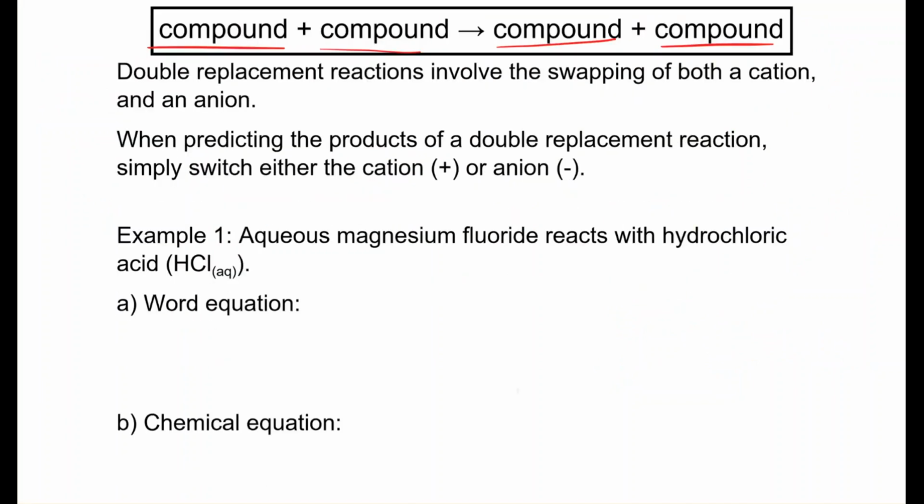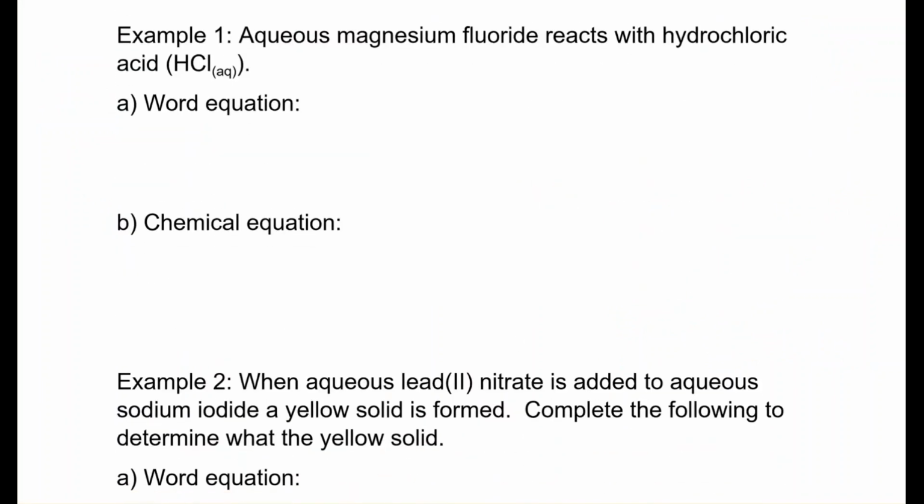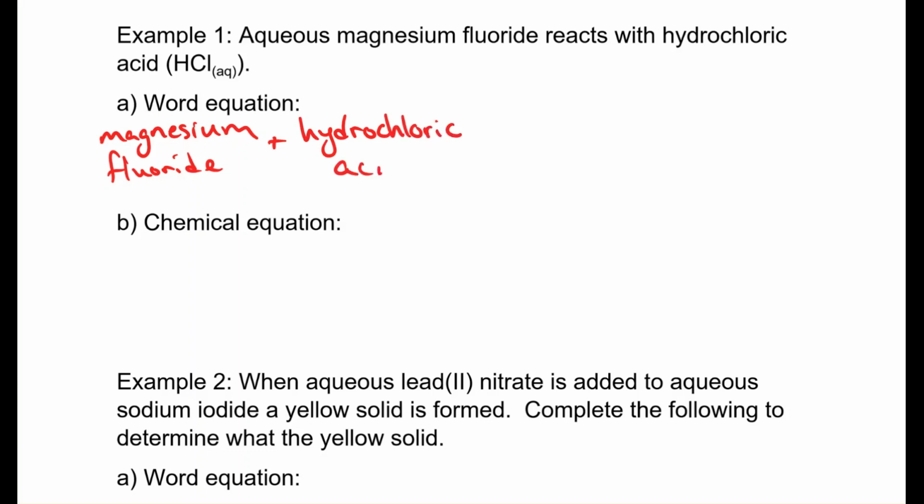So let's take a look. Example 1: aqueous magnesium fluoride reacts with hydrochloric acid. So magnesium fluoride reacts with hydrochloric acid. Remember, hydrochloric acid is HCl. And what's it going to produce?